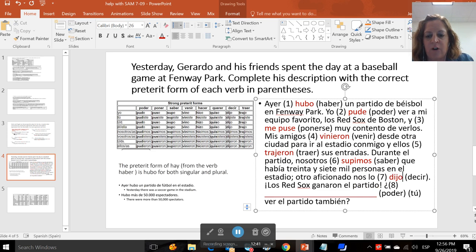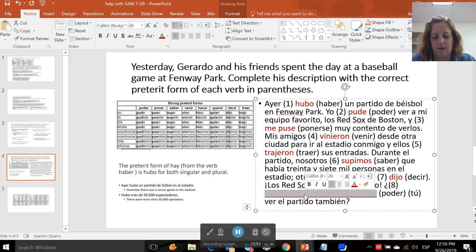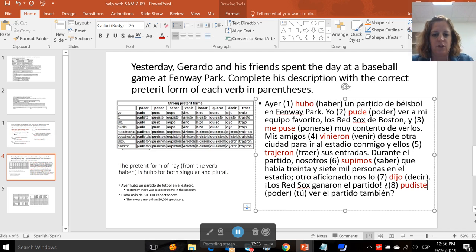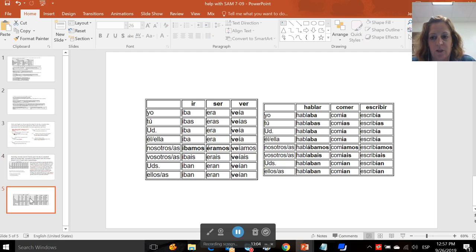So you go to he and you go over to dijo. Los Red Sox ganaron el partido, blank, poder ver el partido también. Like, were you able to see it as well? Again, it gave you the tú and it's poder. So here's tú, you go over to poder, it's pudiste. And that's how you do it, and I think this one was 728.